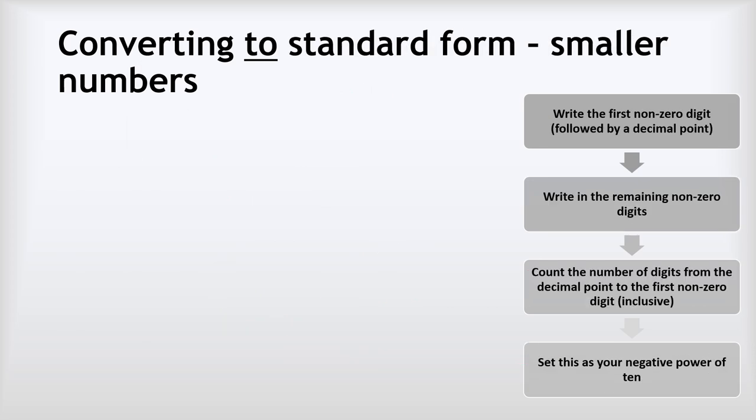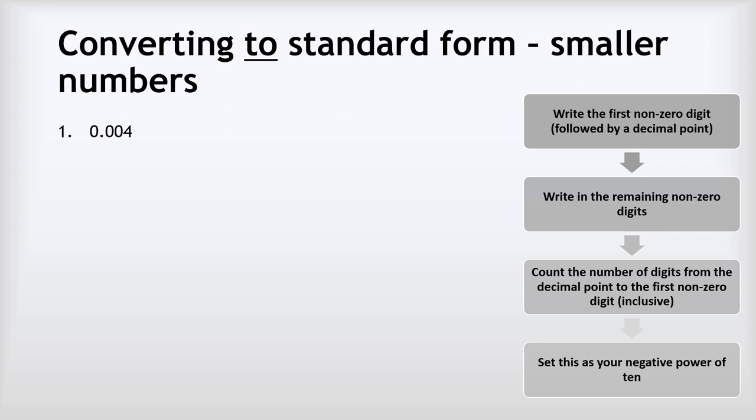Okay, so now we're going to look at how we can convert numbers that are smaller than 1 into standard form. We'll follow a similar process with the numbers that were greater than 1, but we're going to have to tweak it slightly, as you'll see. And the main thing you'll notice is that we'll have to use negative powers of 10 rather than positive powers of 10. So let's have a look at how this works.